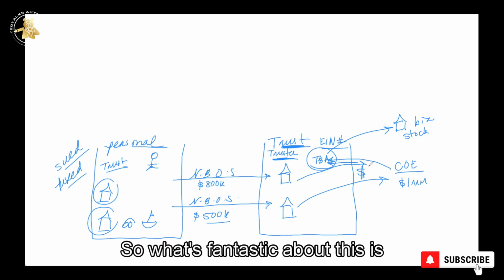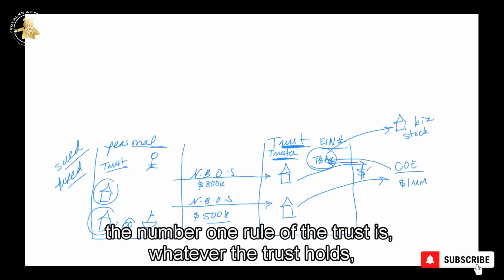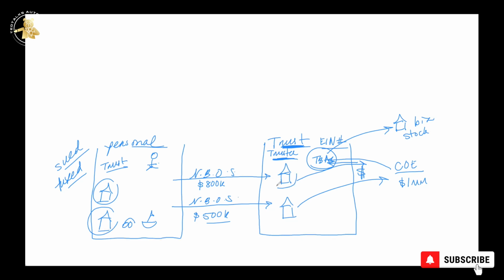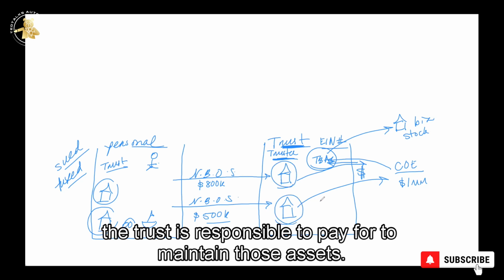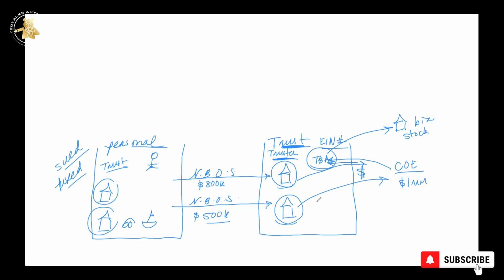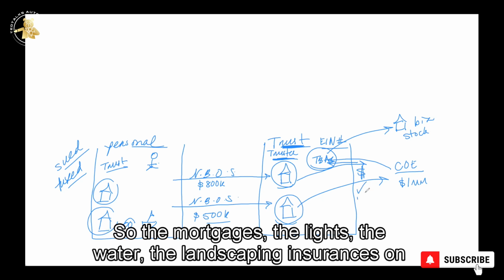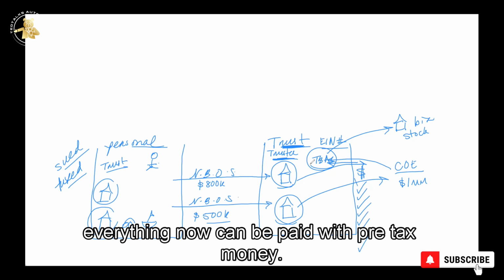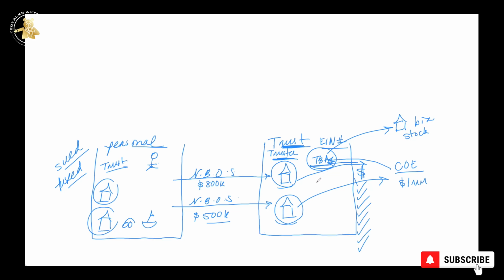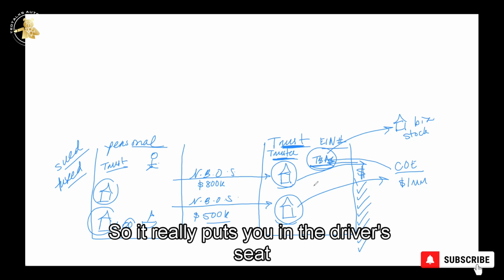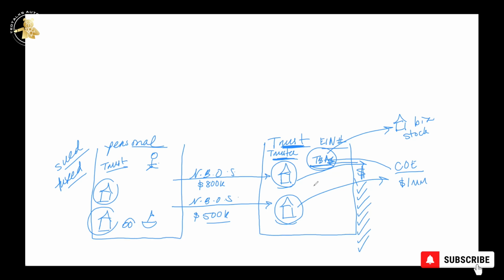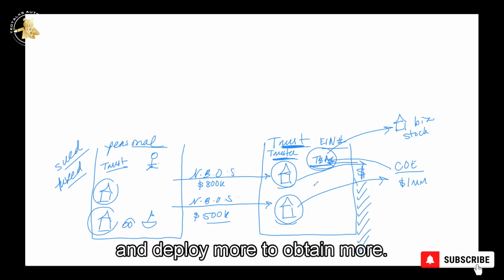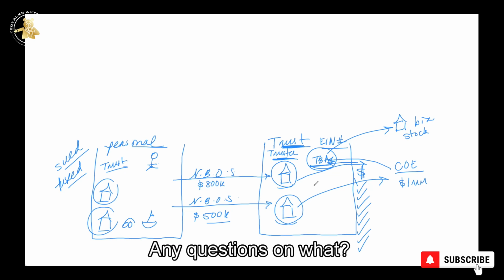So what's fantastic about this is the number one rule of the trust: whatever the trust holds, the trust is responsible to pay for to maintain those assets. So the mortgages, the lights, the water, the landscaping, insurances on the cars and the houses and the boats, the improvements on the rental, everything now can be paid with pre-tax money. So it really puts you in the driver's seat to hold on to more and to deploy more to obtain more. Any questions on what I discussed so far?